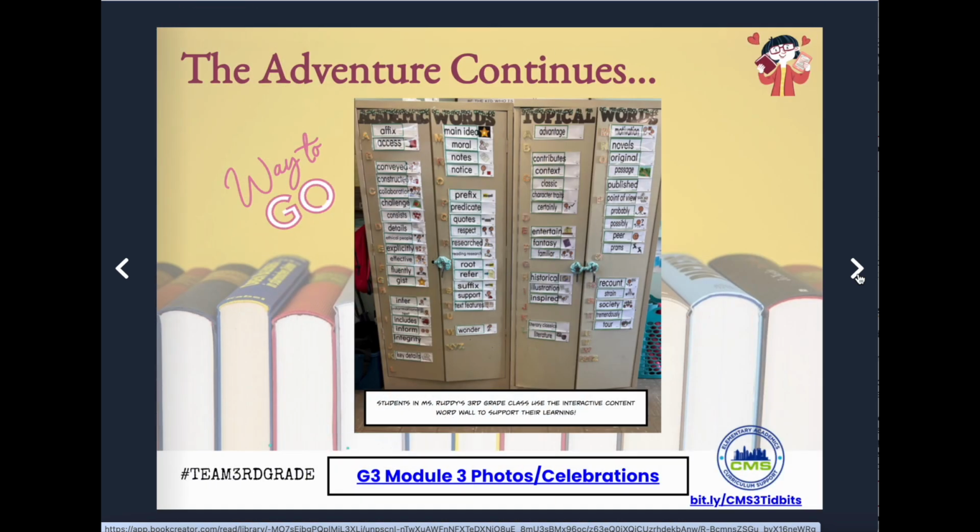The adventure continues. Students in Miss Reddy's 3rd grade class use the interactive content word wall to support their learning. Way to go! Thanks for sharing.